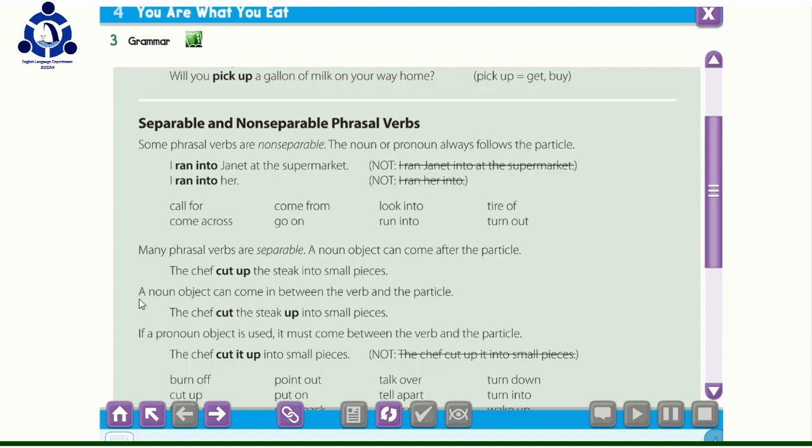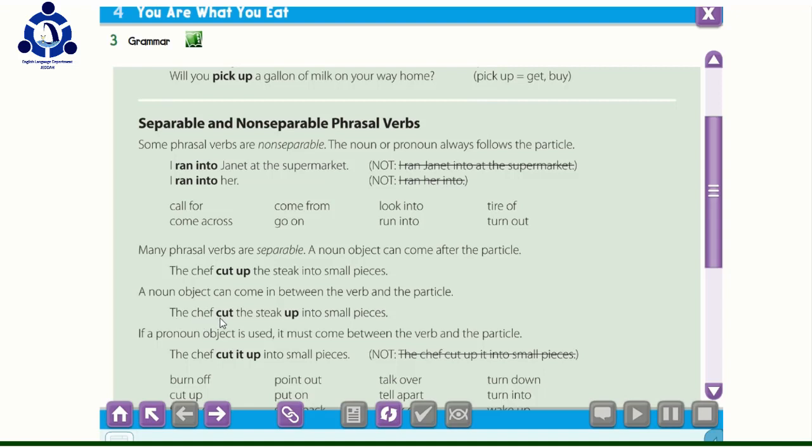Okay? Now we are talking about separable. So a noun object can come in between the verb and the particle. Look at this. We said that they are separable, so you can separate them by the noun object. So the noun object, the steak, can come between the verb and the particle. Okay? This is the same example, but when we separate them.